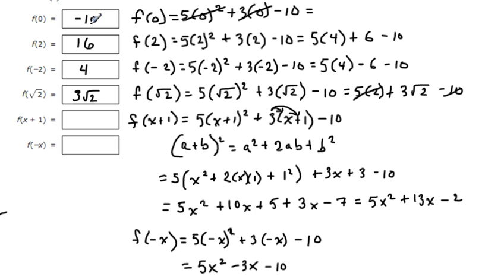So our final answers are negative 10, 16, 4, 3 radical 2. I couldn't fit this into the box, so that solution is 5x squared plus 13x minus 2, and f of negative x is 5x squared minus 3x minus 10.